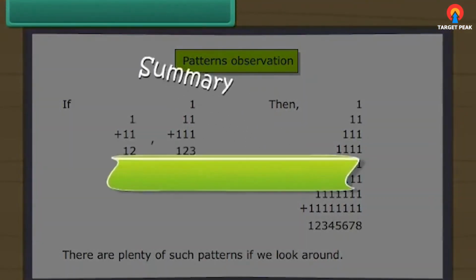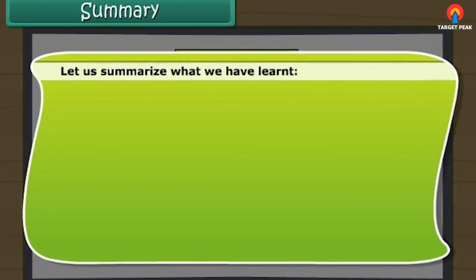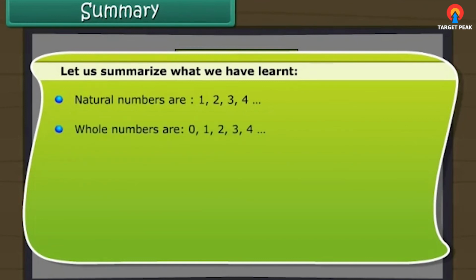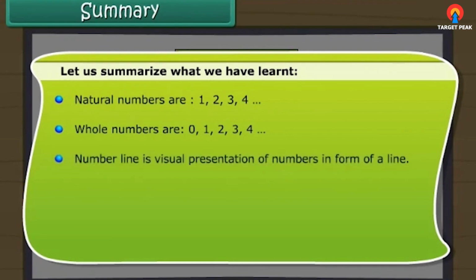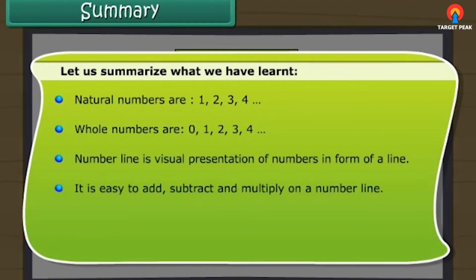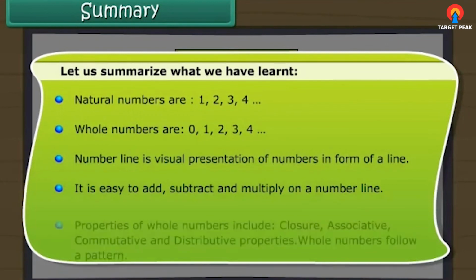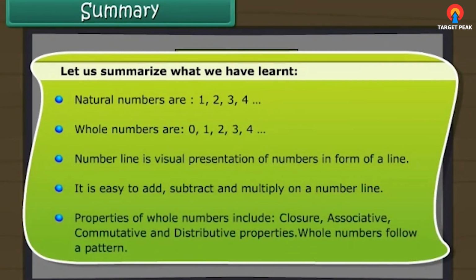Summary. Let us summarize what we have learnt. Natural numbers are 1, 2, 3, 4. Whole numbers are 0, 1, 2, 3, 4. Number line is a visual presentation of numbers in the form of a line. It is easy to add, subtract and multiply on a number line. Properties of whole numbers include closure, associative, commutative and distributive properties. Whole numbers follow a pattern.